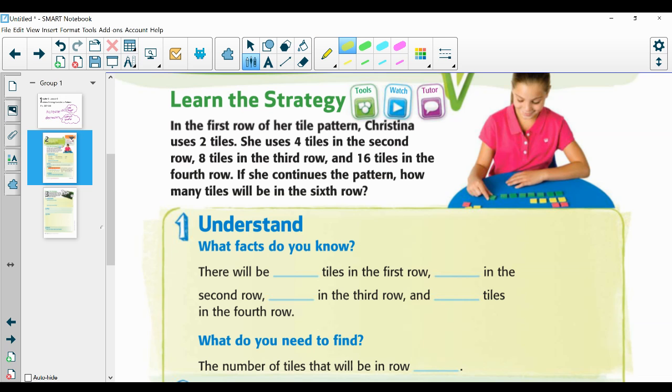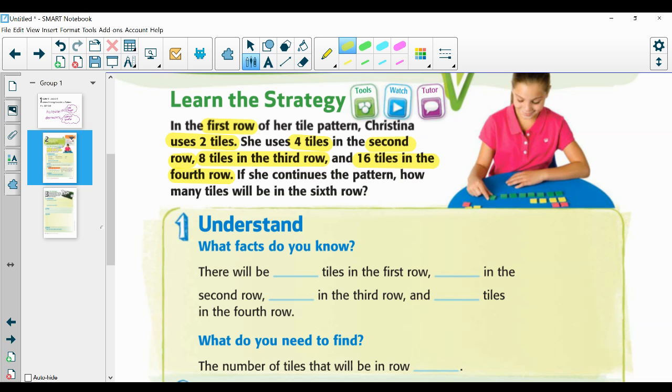If it's light enough, you can highlight, or you can just underline with the colors that you choose. So what do we know first? In the first row, she uses 2 tiles. She uses 4 tiles in the second row, 8 tiles in the third row, 16 tiles in the fourth row. Now, the question is, how many tiles will be in the 6th row?